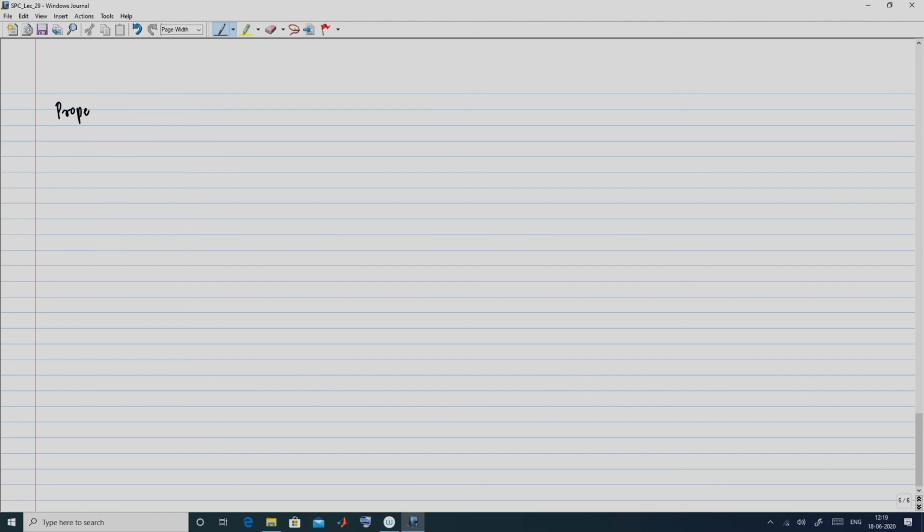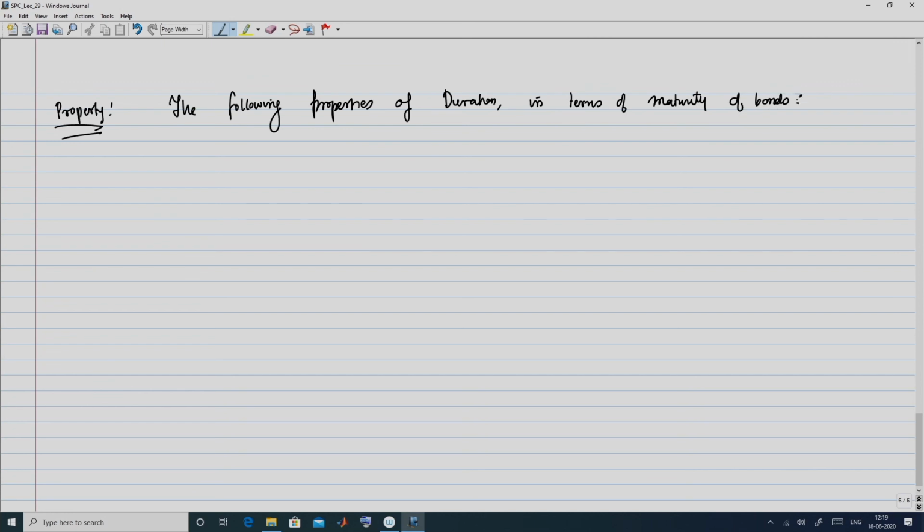So, we come to the last of the 3 properties, and this property is that the following properties of duration in terms of maturity of bonds hold. So, I will enumerate the properties. So, for a 0 coupon bond, the duration is equal to maturity.